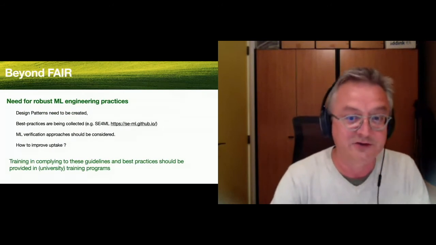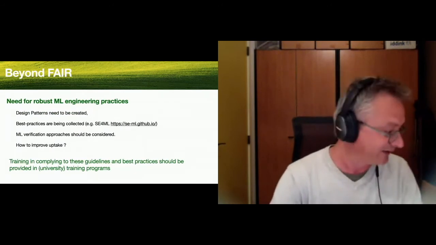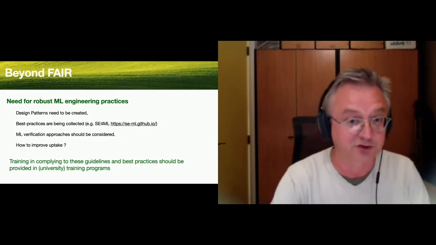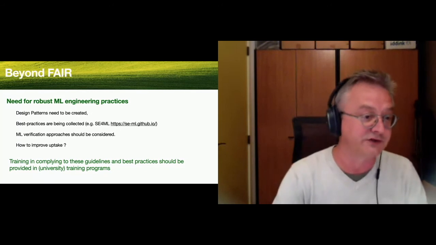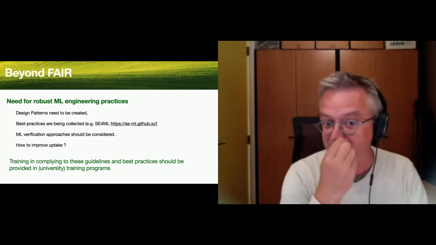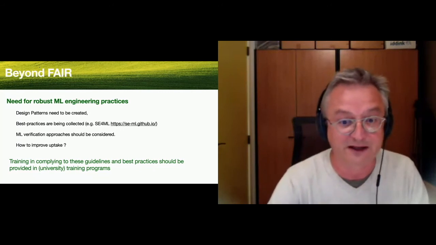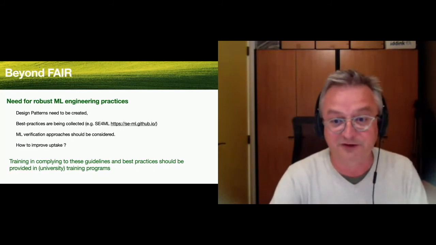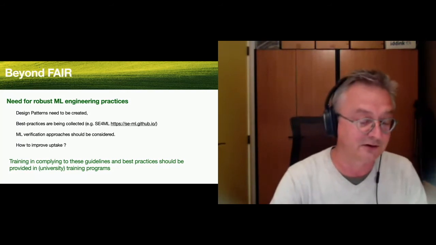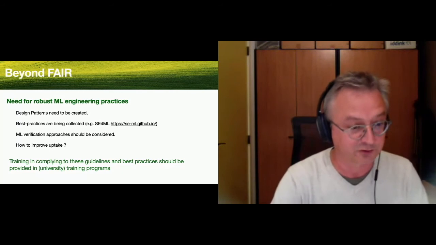I clearly agree with the discussions that have been going on before in this session, and that you need some good ML engineering practices in order to make sure that these things can be reproduced and are understandable. You need to make things like design patterns. There's a nice project that I want to mention here, Software Engineering for ML by one of the founders of CLAIRE, Holger Hoos. You might want to check that out because they're trying to collect software engineering best practices for ML.